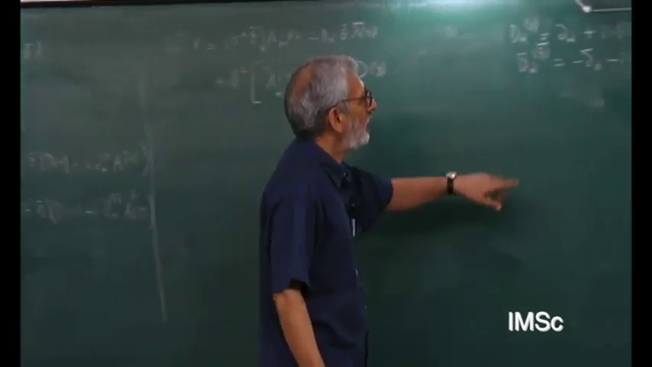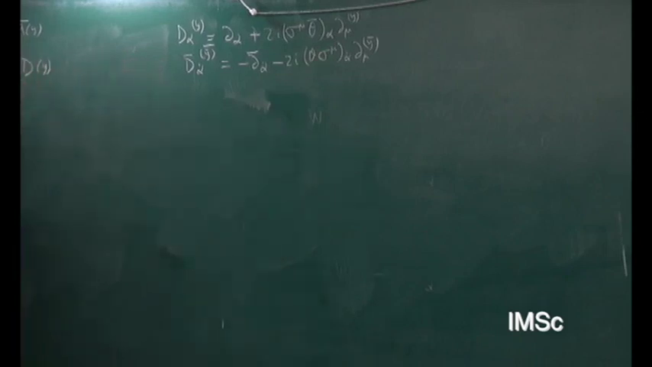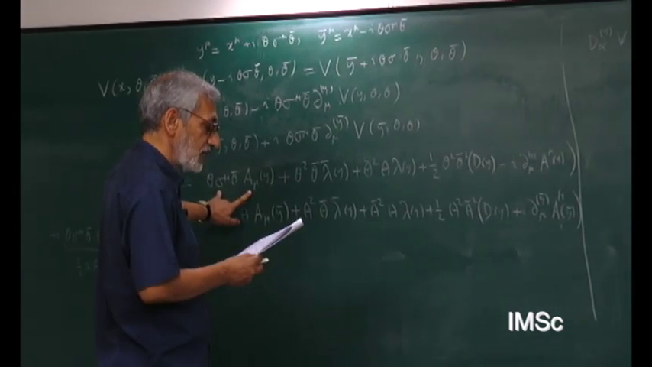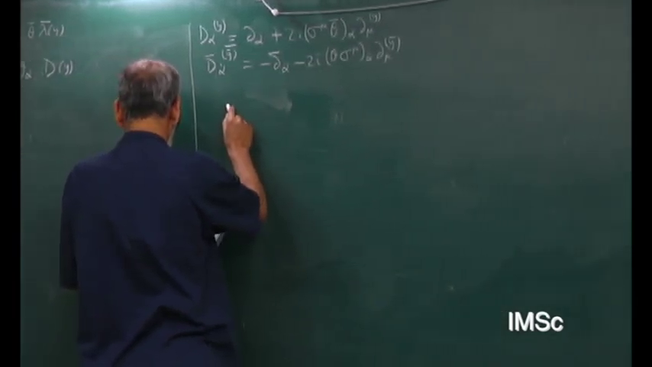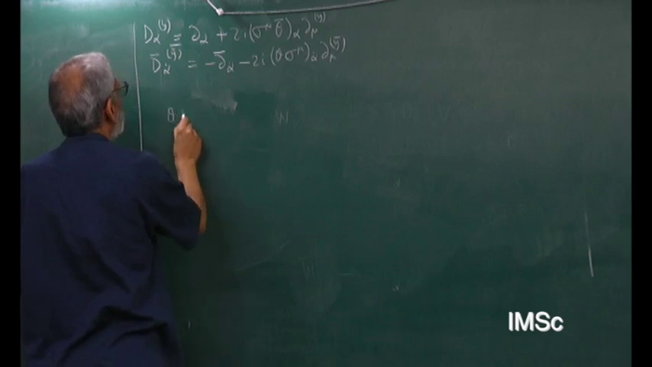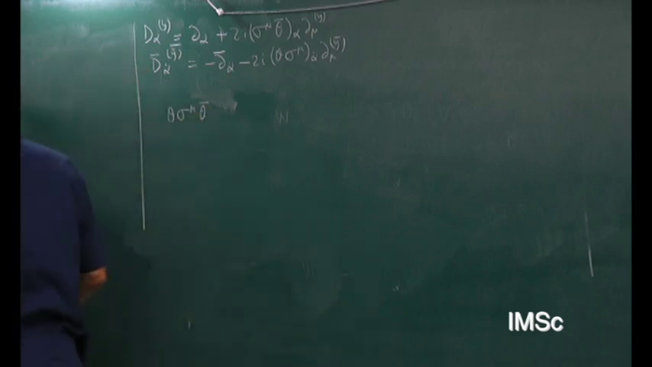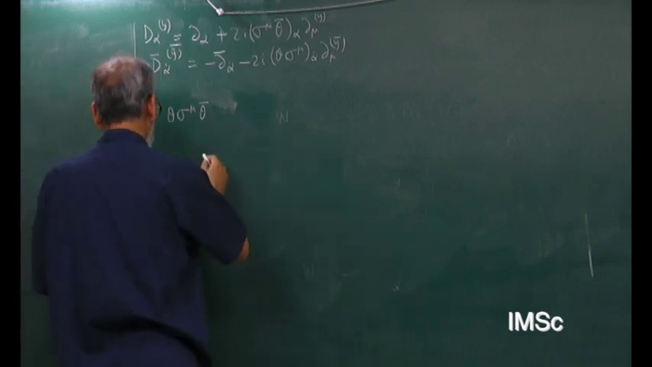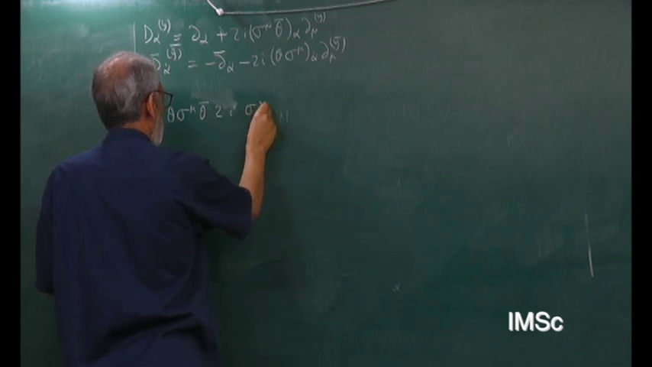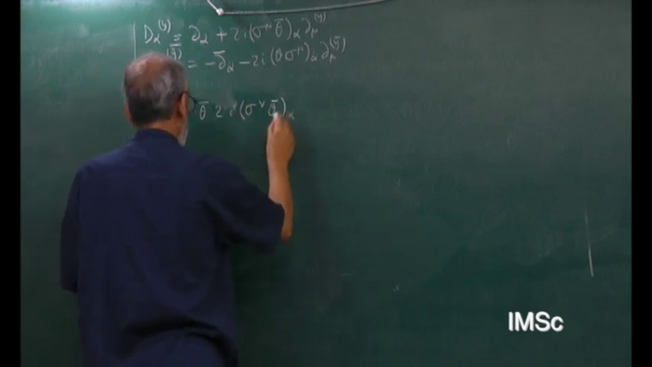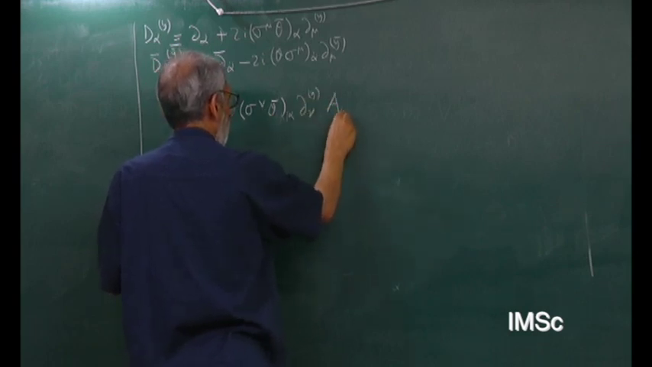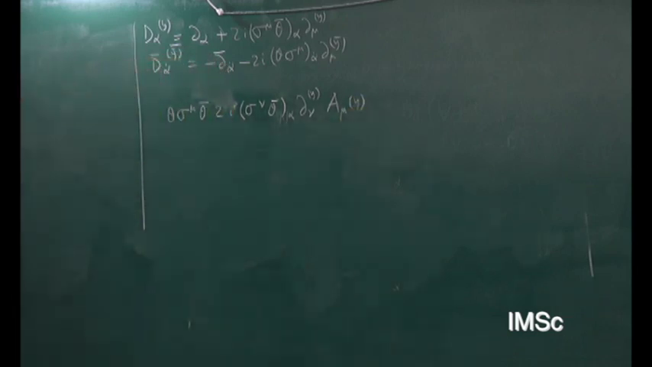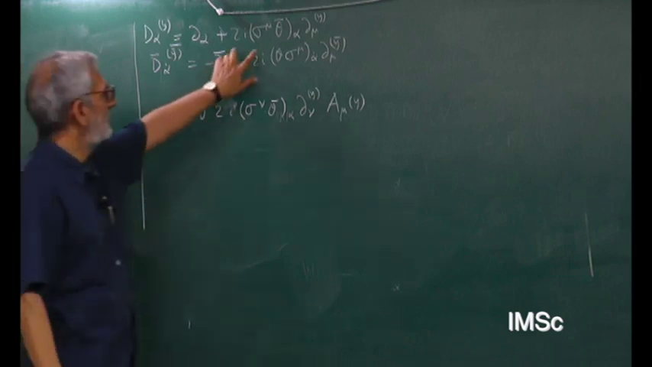Next, now let me apply this part to the various terms in V. Have I done that somewhere? So let me do it here on the side. What do I have? Theta sigma mu theta bar is from the first term A mu, and on that I act twice i sigma nu theta bar alpha d nu y on A mu y. That's the term when this object hits that one.